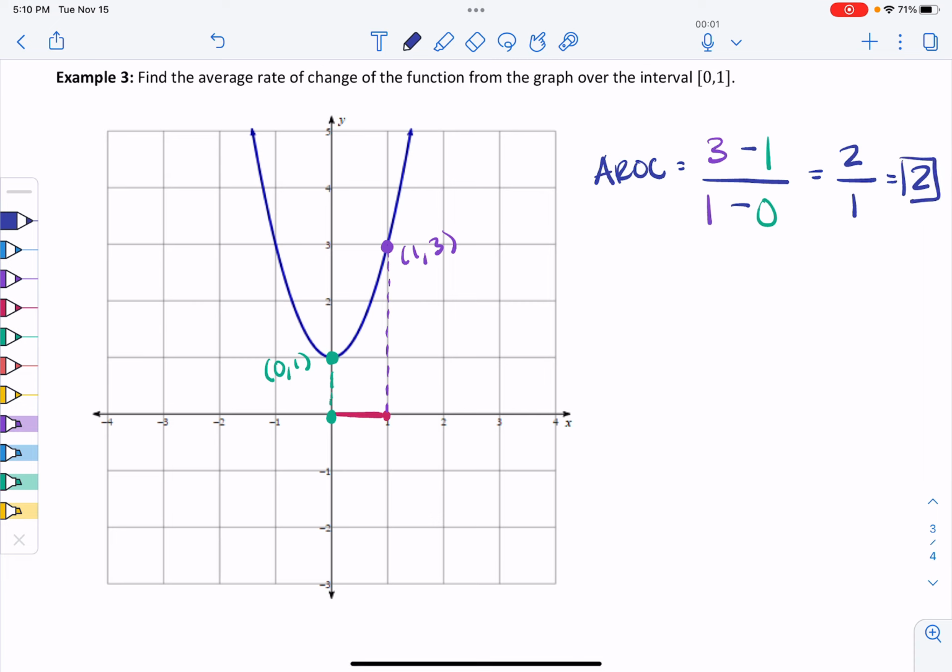Now, if you were to draw the line that connects these 2 points, it should have a slope of 2. And you can see we have a rise of 2 and a run of 1. So we did our average rate of change correctly. We have an average rate of change of 2.